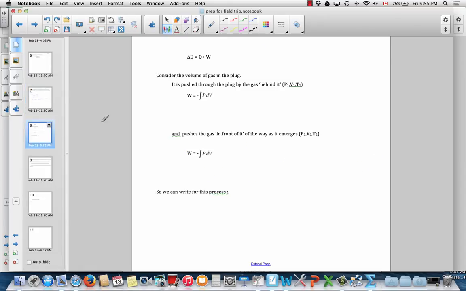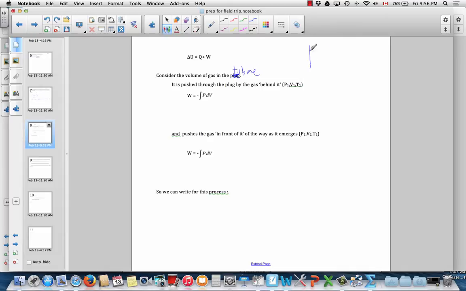Now this is germane to power plants because if we consider a certain volume of gas that's actually in, say, the turbine, in that control volume.